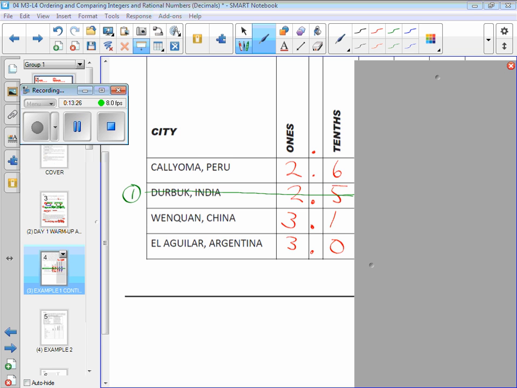Now, do I need to reveal the next place value number? No. Automatically, what's going to have to be number 2? Peru. Peru. Put a number 2 next to it, cross that out.